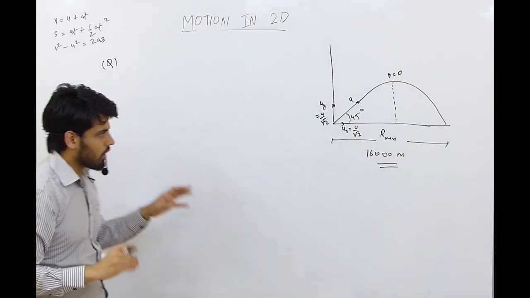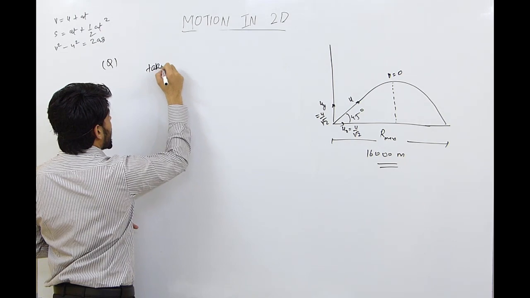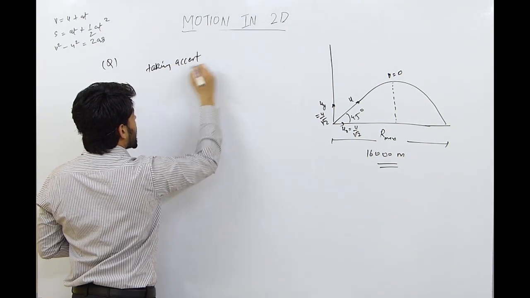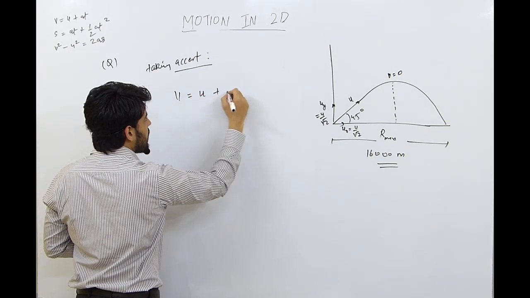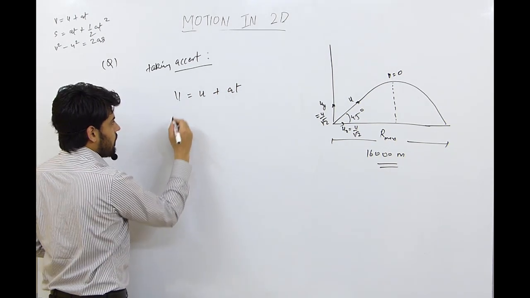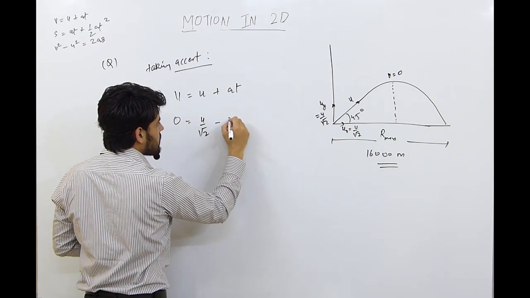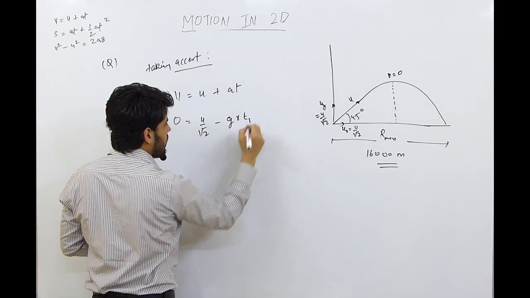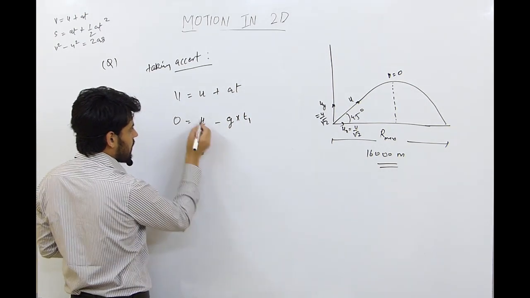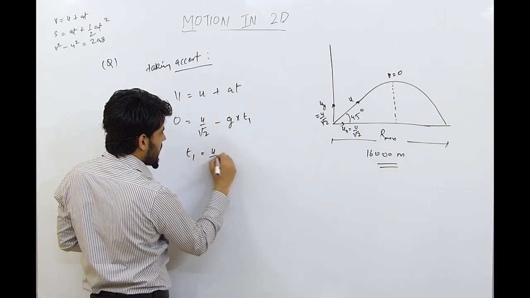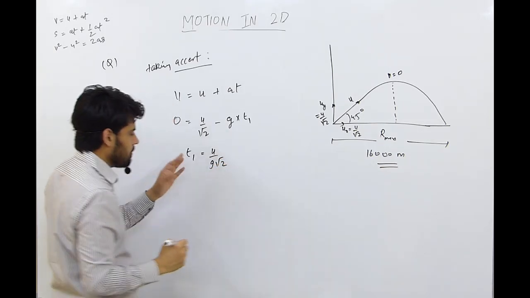This I am doing just to explain each and every scenario, taking only the ascent. So v is equal to u plus at. Fine. Final velocity v is 0. So 0 is u by root 2 minus g into t1. So what is t1? t1 comes out to be u by g root 2. This will be the time of ascent.